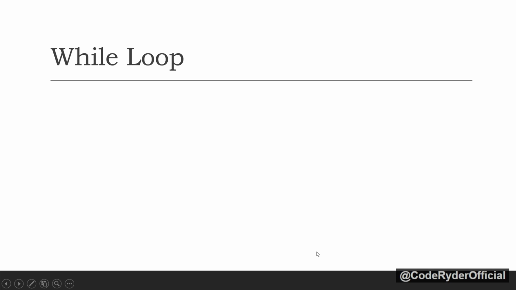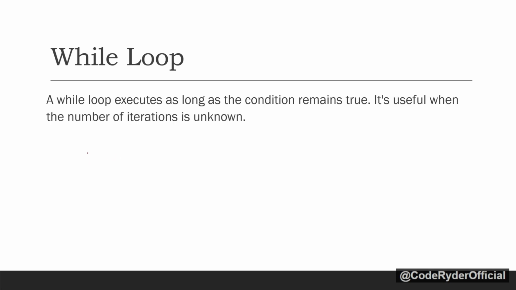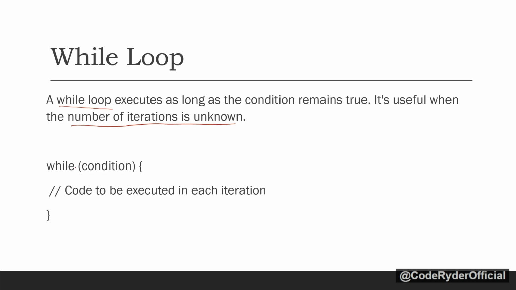Now coming to while loop. While loop is almost similar to for loop. We prefer using while loop when we don't know the total number of iterations. The syntax of while loop looks like while condition, and if this condition is true, it will execute the code, and as soon as the condition becomes false, it will stop executing this code.